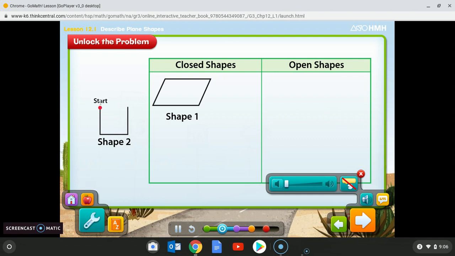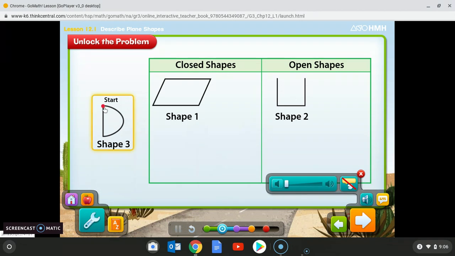Look at this. The start point and the end point are different. Can you see how this has an opening on the top that we can't close unless we finish the shape? So we would call that an open shape. Do you see how this is closed up? This is open. How about this shape?